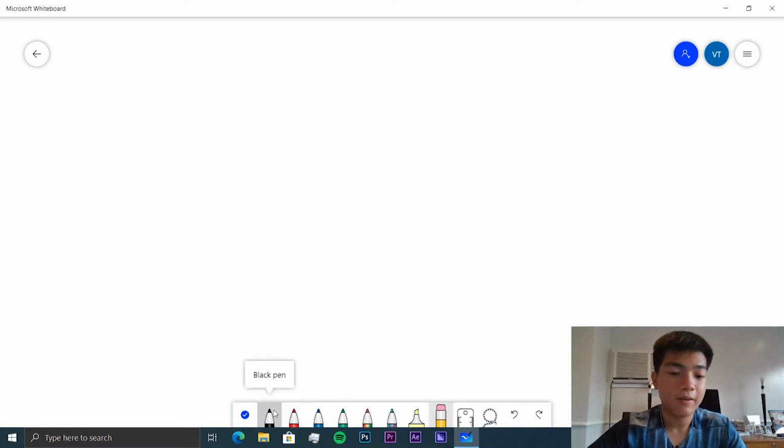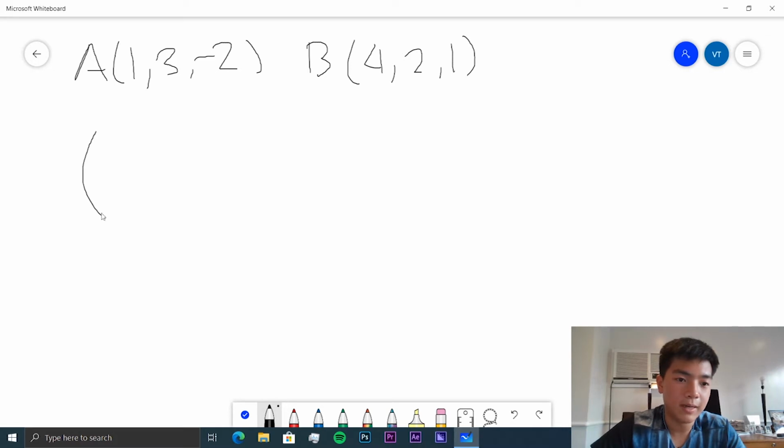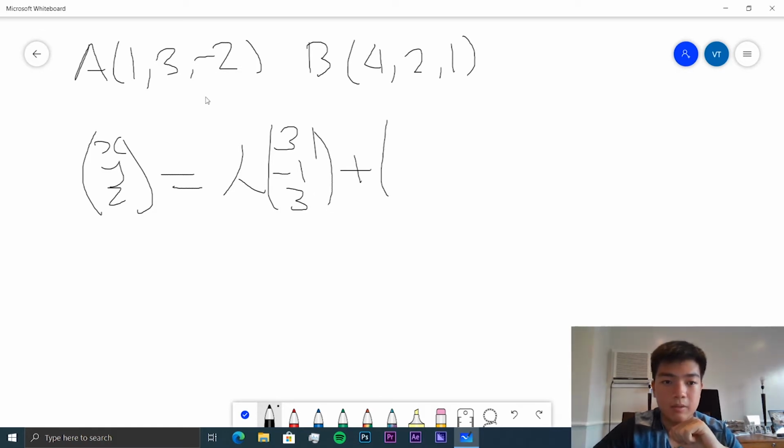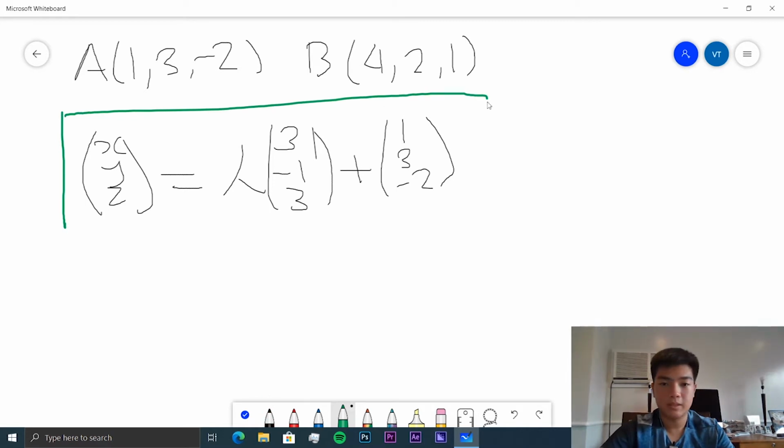First, find the vector equation of a line passing through the points (1, 3, -2) and (4, 2, 1). So (x, y, z) is equal to lambda, and then we need to get the difference. 4 and 1 is 3, 2 and 3 is -1, 1 and -2 is 3. And then we can add it to the position of one of the points. I'm going to pick (1, 3, -2). So this is how you get the equation of a line from 2 points in 3D space.